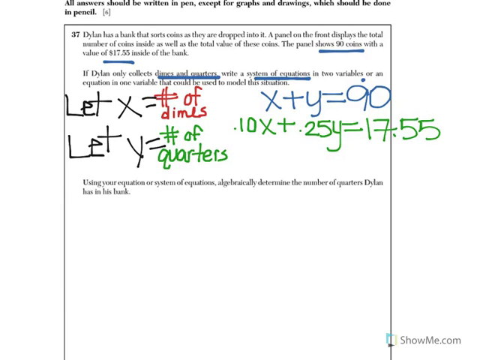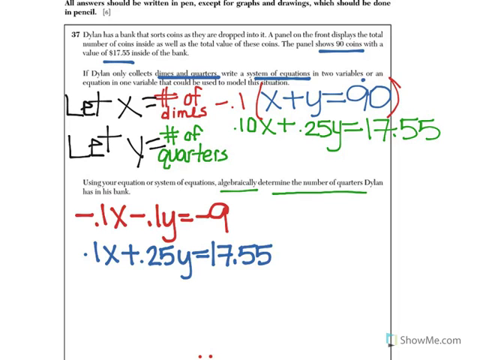Now for the next part, it says that using your equation or systems of equation, algebraically, determine the number of quarters that Dylan has in his bank. So we need to find, in this case, y for the number of quarters. And we're going to do that with the elimination method. And so what we want to do is we want our x's to eventually eliminate when we add the 2 equations together so we can solve for y. So if we want our x's to eliminate, that means that we're going to multiply this top equation, this x plus y equals 90 equation, by negative 0.1. And you'll see what happens in the next step.